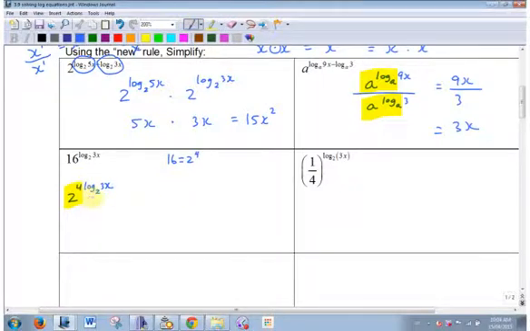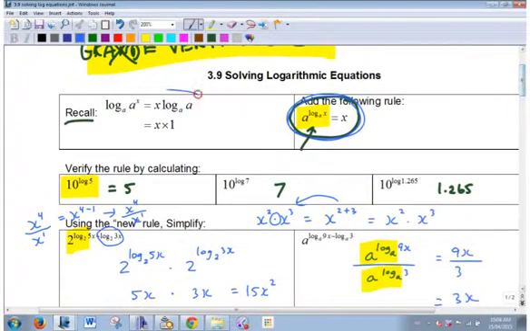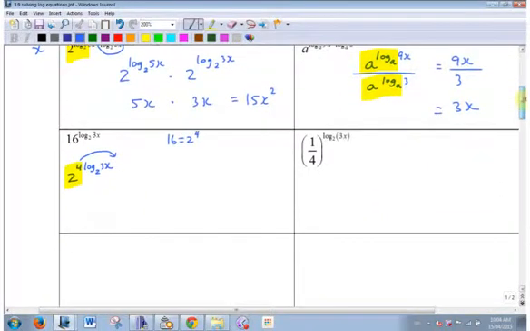Now what? Well, I got this little 4 in the way here. Okay, that doesn't look like that yet. How do I make it look like that? What can I do with this 4? I can huck it out there because I recall power rule. So that is the same as this.